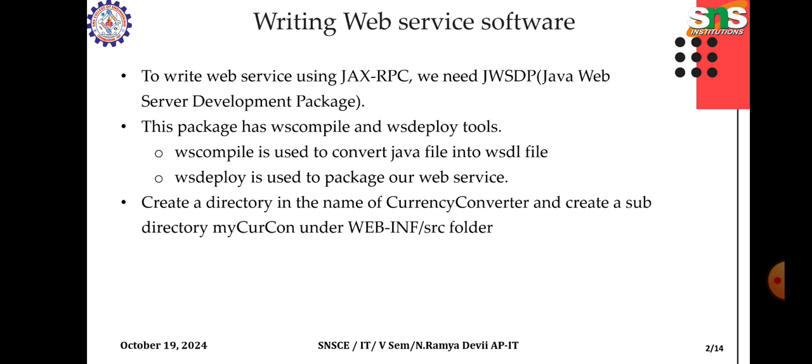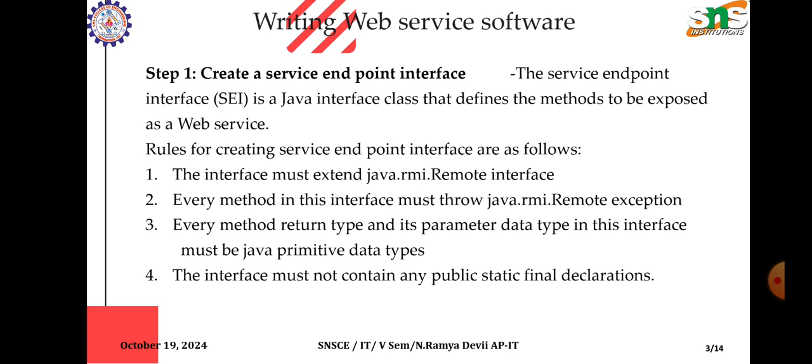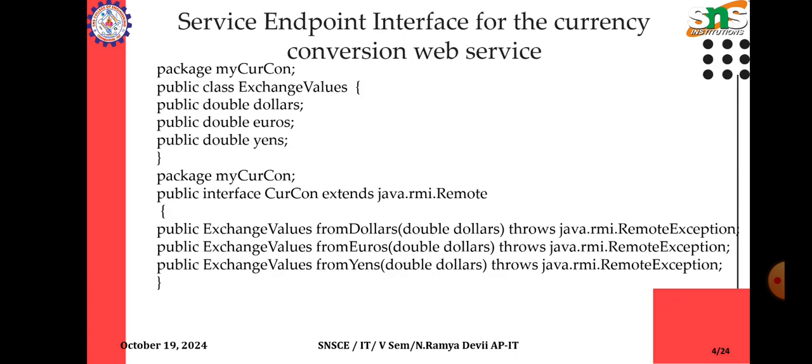How can we define the service endpoint interface? The service endpoint interface is like a contract that specifies the methods your web service will expose to the outside world. For example, if we want to create a simple calculator service that adds two numbers, the SEI might look something like this. This calculator interface defines one method, add, which takes two integers and returns their sum. The important part is that it extends Remote and throws RemoteException as required by JAX-RPC.